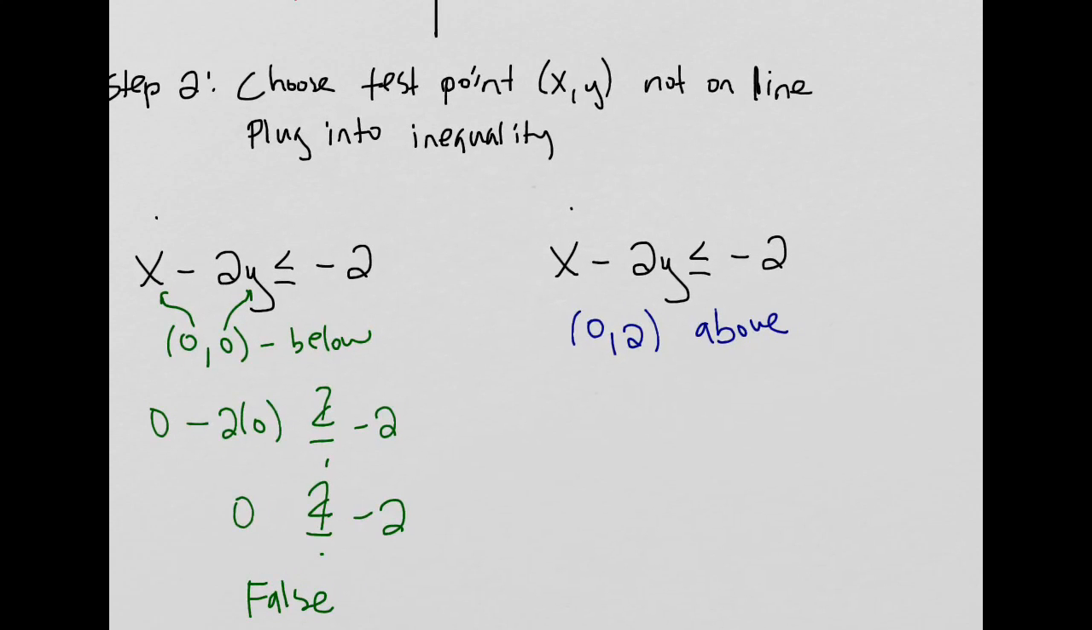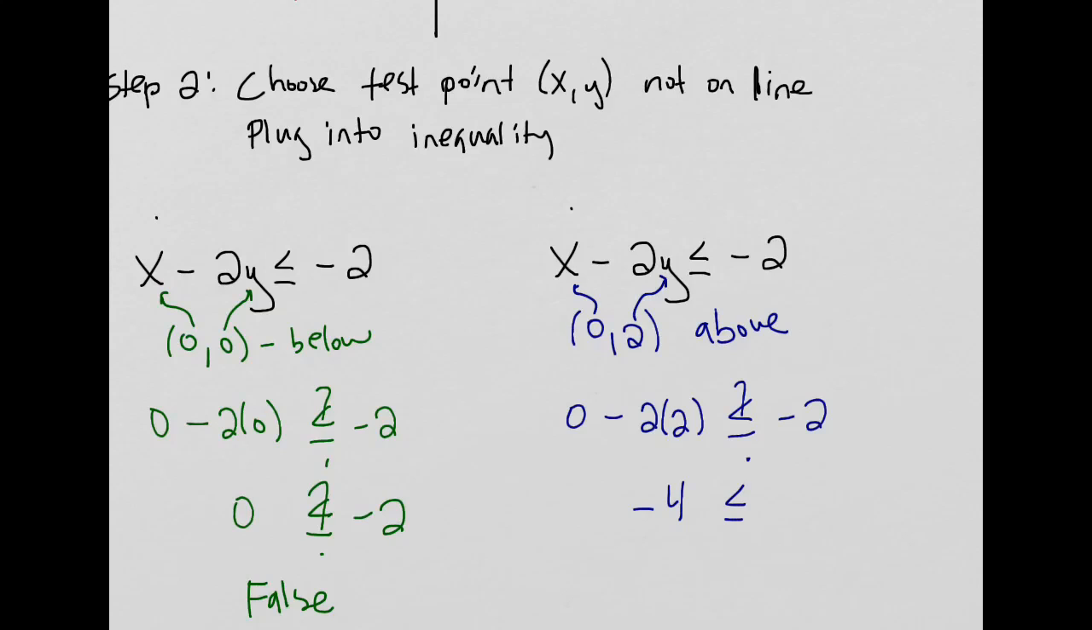Okay, if we check the blue point, I'm going to plug this 0 in for x. I'm going to plug this 2 in for y. That gives me 0 minus 2 times 2. And the question is, is that less than or equal to negative 2? Well, 0 minus 2 times 2 is negative 4.